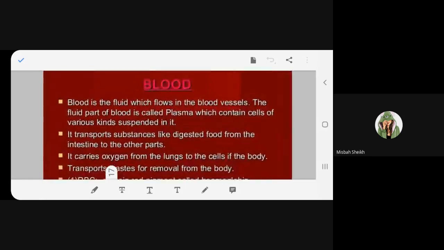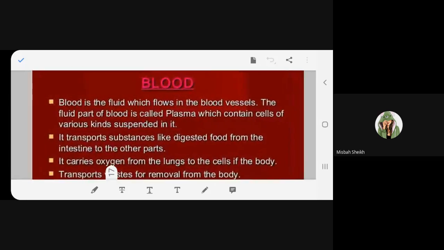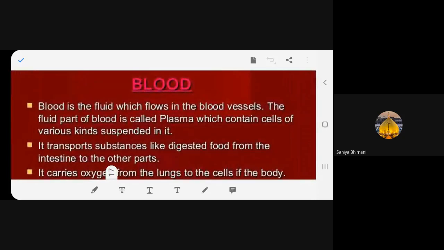What is blood? Better, can you read? Yes. You have to give me a name, please, if you don't mind. Sakina.